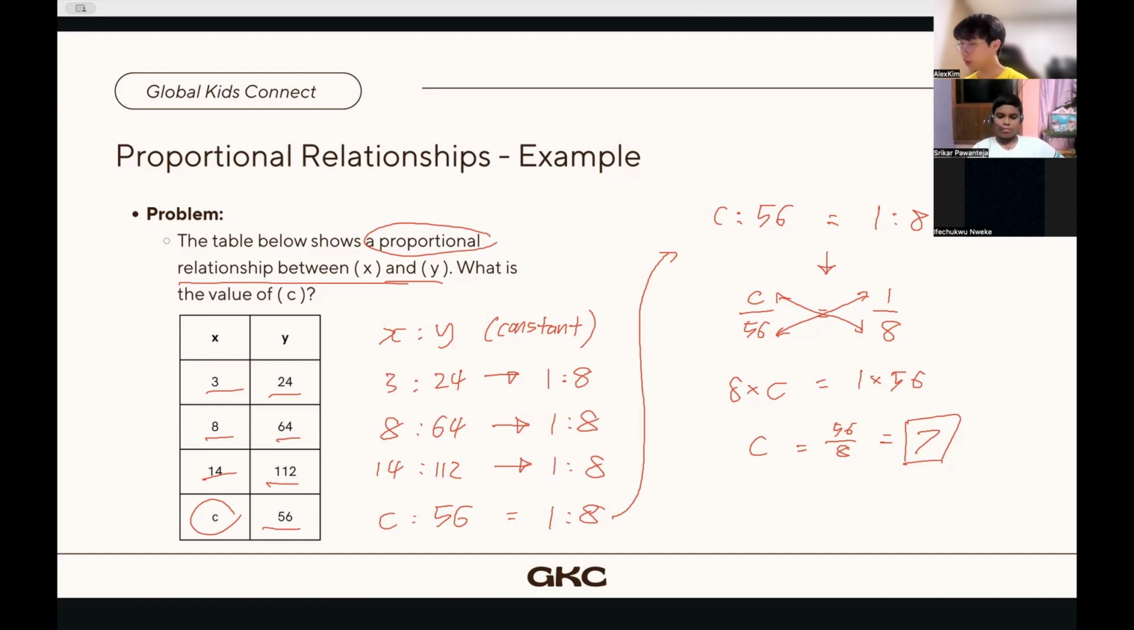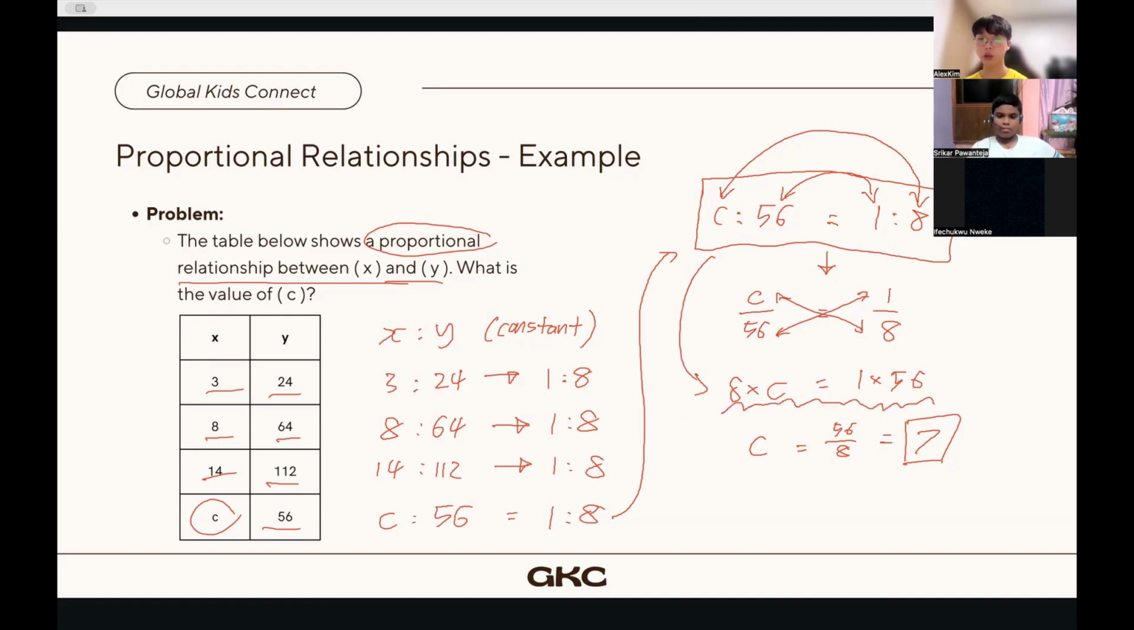Another way is there are multiple ways to kind of visualize or think of cross multiplication. You can actually not change it into a fraction if you want. Keep it in this form and only multiply the inner side with each inner side and multiply the outer sides. If you were to do this, then you get the same relationship as here. 8 times C equals 1 times 56. And then you can solve for C again to get 7.